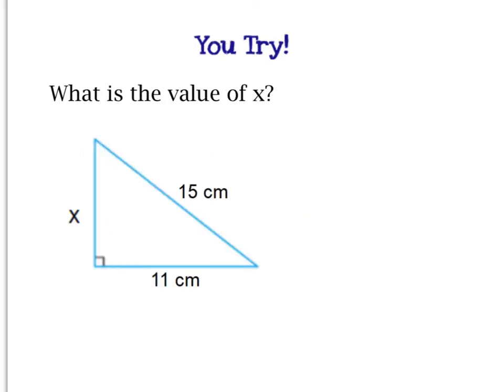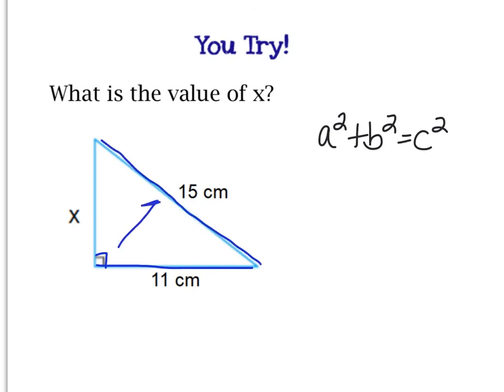All right, last one. Copy, label the triangle, and find the value of x. Okay, identify the sides that I'm given. I'm given 11, and this is going to be one of my legs because it is formed at the right angle. And I'm given my hypotenuse. I'm given c because it's the line across from my right angle. So x is going to be my leg I'm looking for.